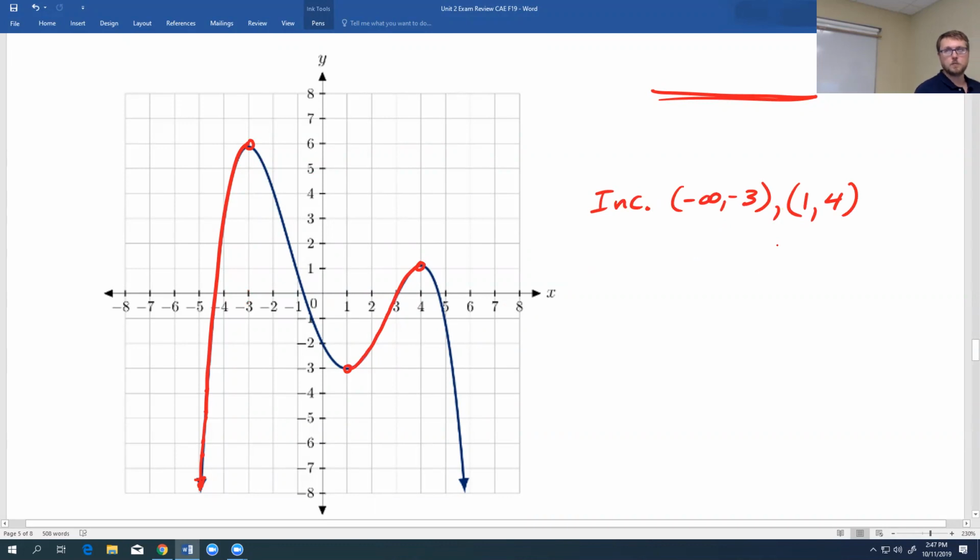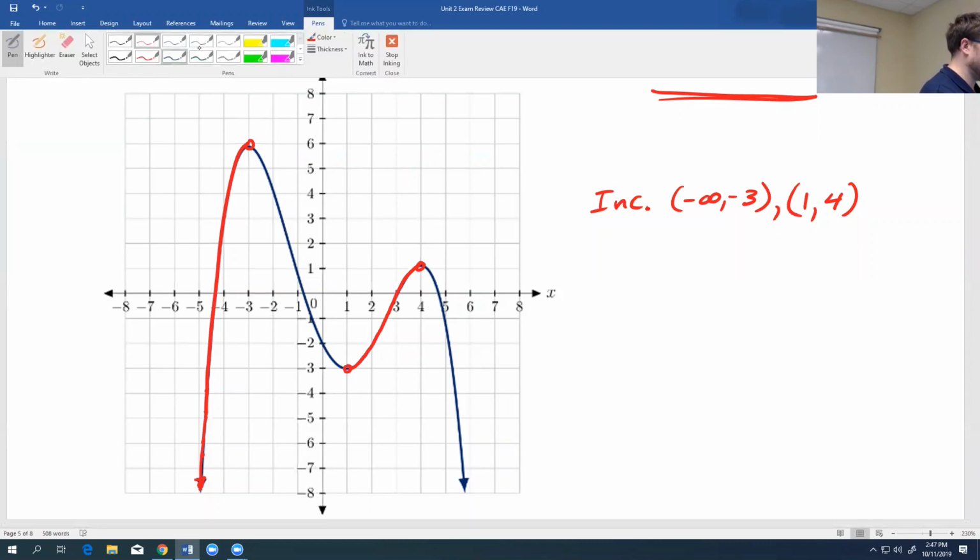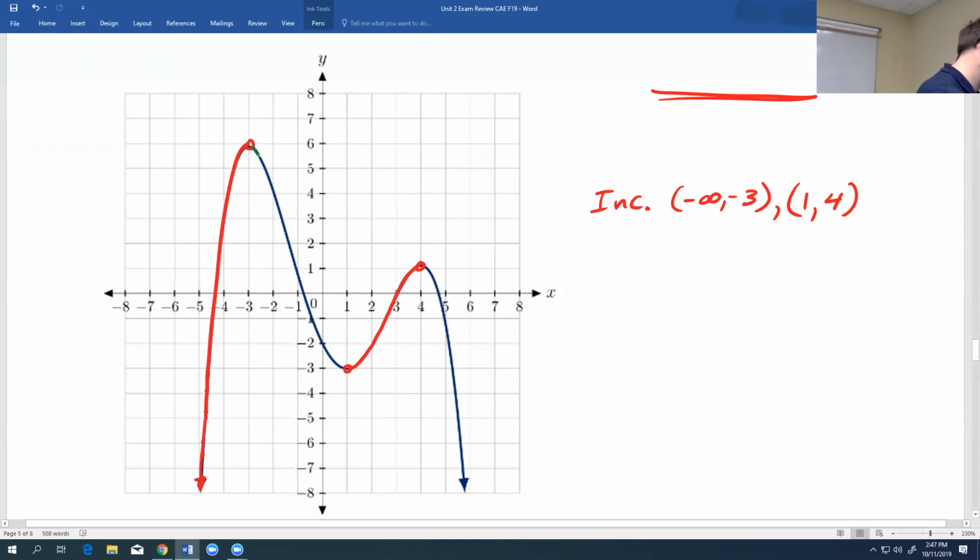You will never use square brackets with these increasing, decreasing, constant intervals. Okay, and then it's decreasing along here till we get to there, and then it's decreasing along here. At these points where I have the open circles, it's not increasing and it's not decreasing. Those are local mins and maxes, aren't they? All right, so we're decreasing from -3 to 1, and then from 4 to infinity.